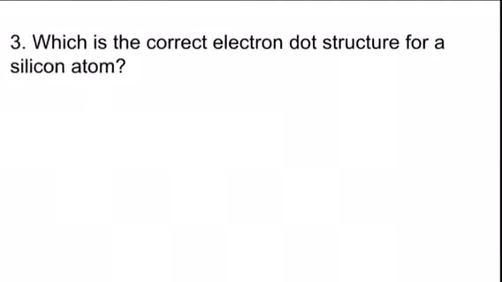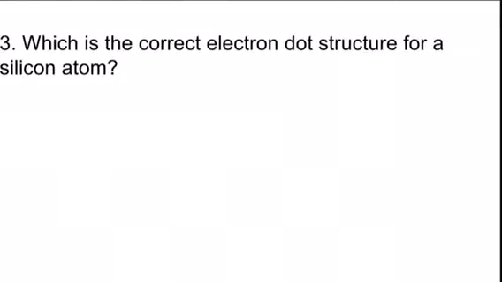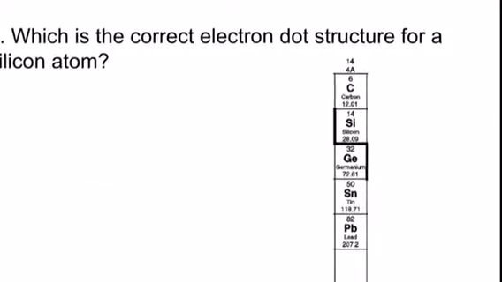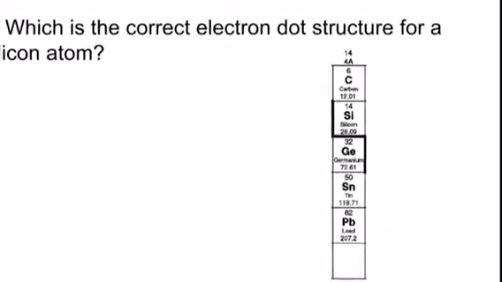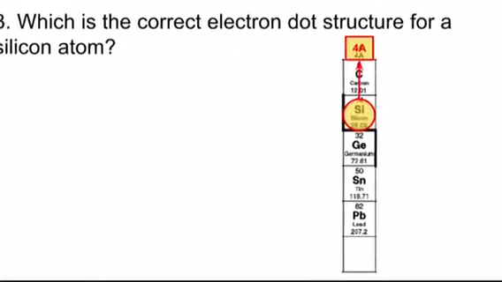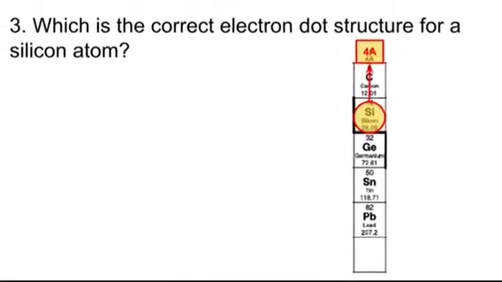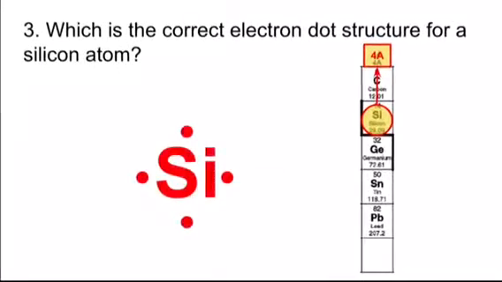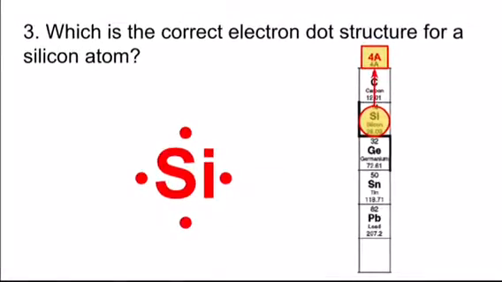Question 3. Which is the correct electron dot structure for a silicon atom? So we just need to find the column that silicon is in to determine its number of valence electrons. And really we're looking at that it's in 4A. So we know it has 4 valence electrons, therefore it's going to have 4 dots around it, 1 on each side.